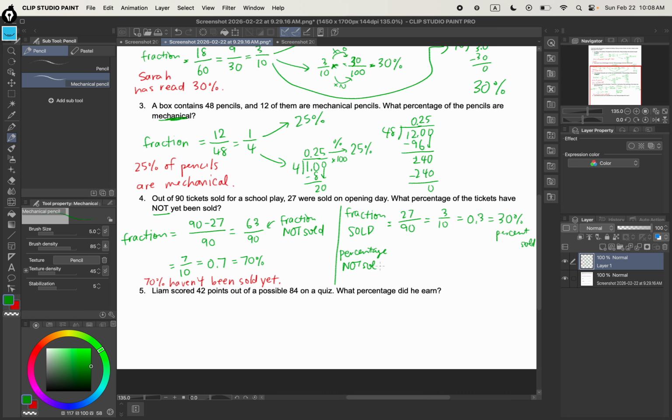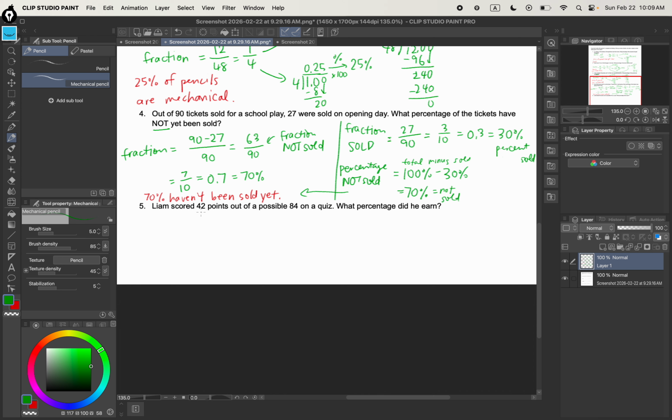So now to find the percentage not sold, all you have to do, remember, the total, the original number is always 100%. So you just do 100% minus 30%, right? Which is going to be 70%. Okay? So total minus sold equals not sold. Okay, so that's the same, you get the same answer there.